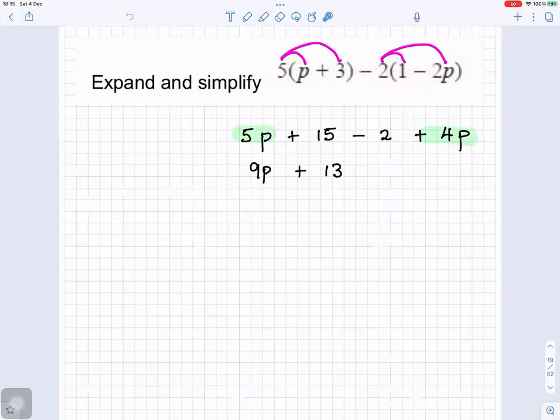So put the like terms together. This one has p, 5p, and 4p. 5 plus 4 is 9, 9p. 15 take away 2 is 13. So 9p plus 13.